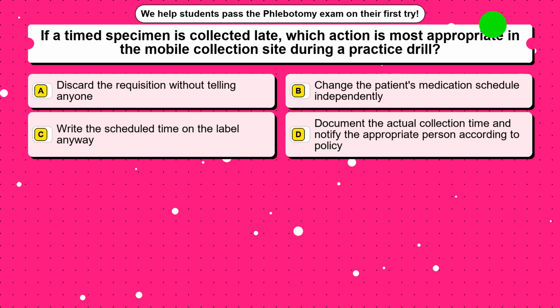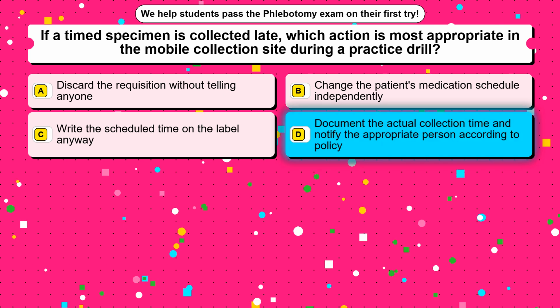Question 93. If a timed specimen is collected late, which action is most appropriate in the mobile collection site during a practice drill? Option A. Discard the requisition without telling anyone. Option B. Change the patient's medication schedule independently. Option C. Write the scheduled time on the label anyway. Option D. Document the actual collection time and notify the appropriate person according to policy. The correct answer is option D.